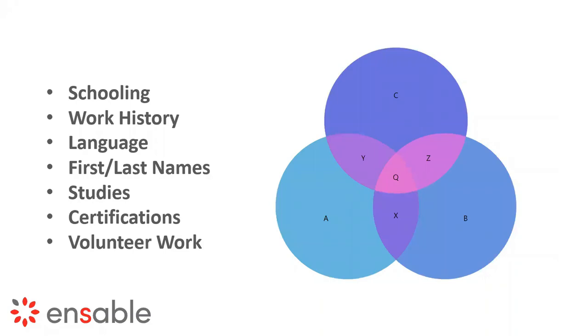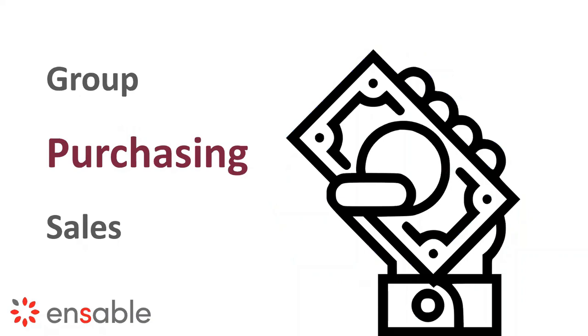Rather than just starting from a generic list, which most of the time we just focus on title, right? But we need to go there. There's more than enough individuals that work within this space that we're targeting, and so we should really look at other commonalities to filter a little bit further. And by doing so, it should make the sales process a lot easier. So again, schooling, work history, languages, first or last names, studies, certifications, volunteer work, and try to layer as many of these on top of each other as possible. And that should make the sales process a lot easier.